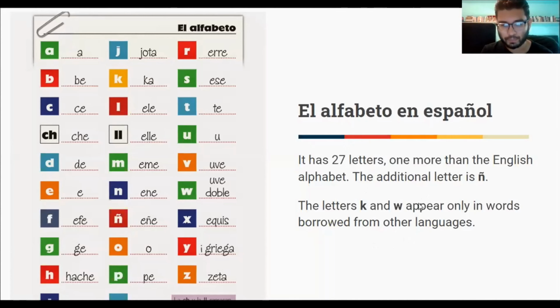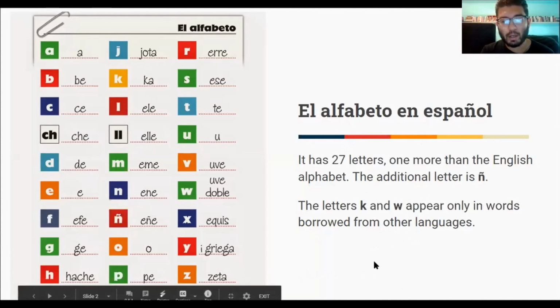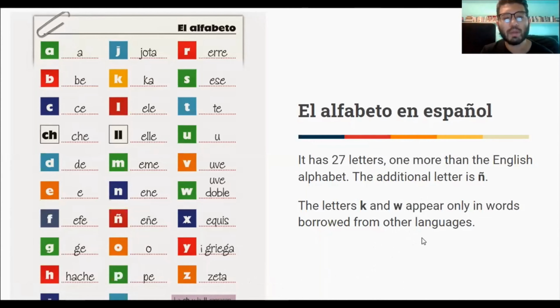We will see a lot of cognates throughout this lesson, and it will just be a way for us to see that we already know some words in Spanish, and it will be a way for us to expand our vocabulary. Okay, but here with el alfabeto en español, we know that it has 27 letters, one more than the English alphabet, and that additional letter will be elle, which is here between N and O.